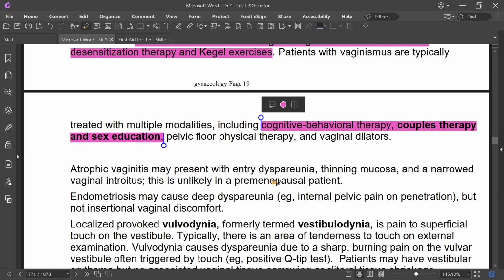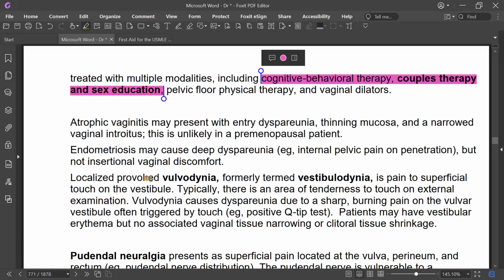Atrophic vaginitis may present with entry dyspareunia, thinning mucosa, and a narrow vaginal introitus. This is very unlikely in premenopausal women; in postmenopausal women, atrophic vaginitis is usually seen. Endometriosis may cause deep dyspareunia, but not insertional vaginal discomfort. If there is insertional discomfort or entry dyspareunia, consider atrophic vaginitis.